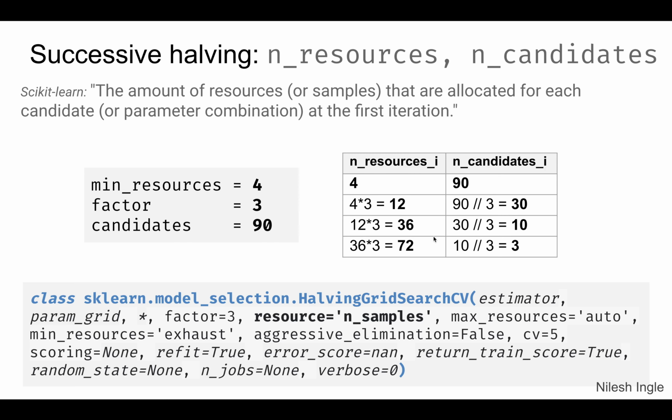this table on the right hand side shows how the algorithm would proceed. In the first iteration, it'll pick 4 records and work through all 90 candidates, that is all 90 combinations of parameters. In the second iteration, it'll pick more records, so 12 records, and will use only the best 30 candidates, and so on. Towards the last it will use only 3 combinations and a lot more resources, that is a lot more records, 72 as compared to 4.